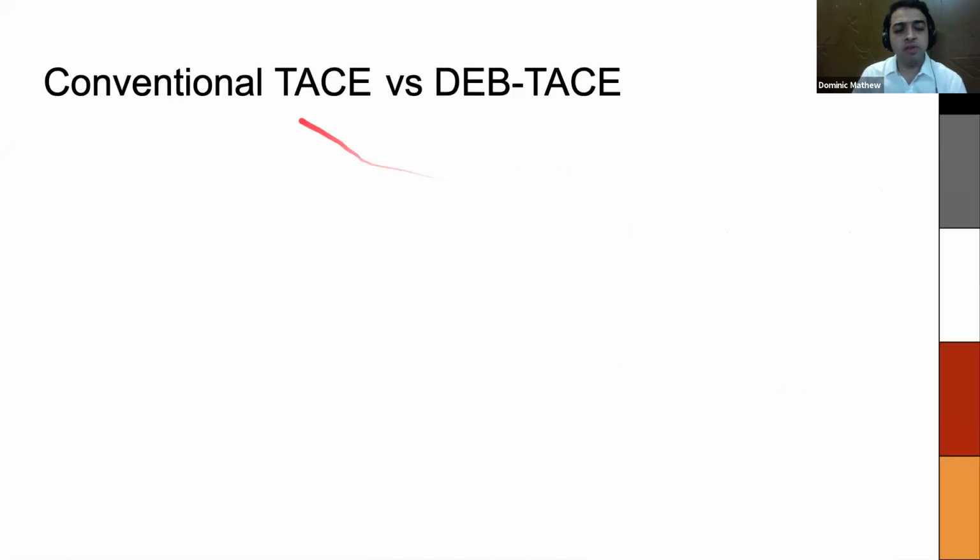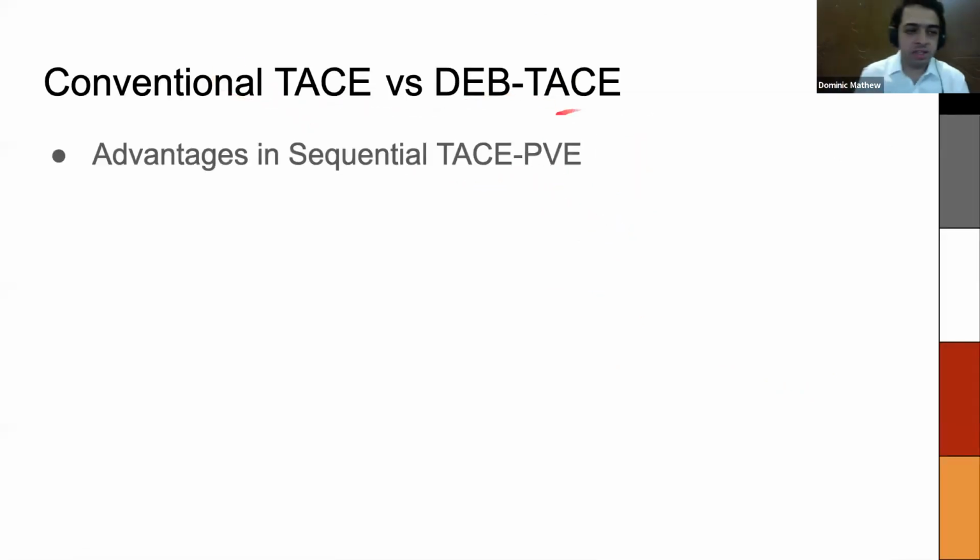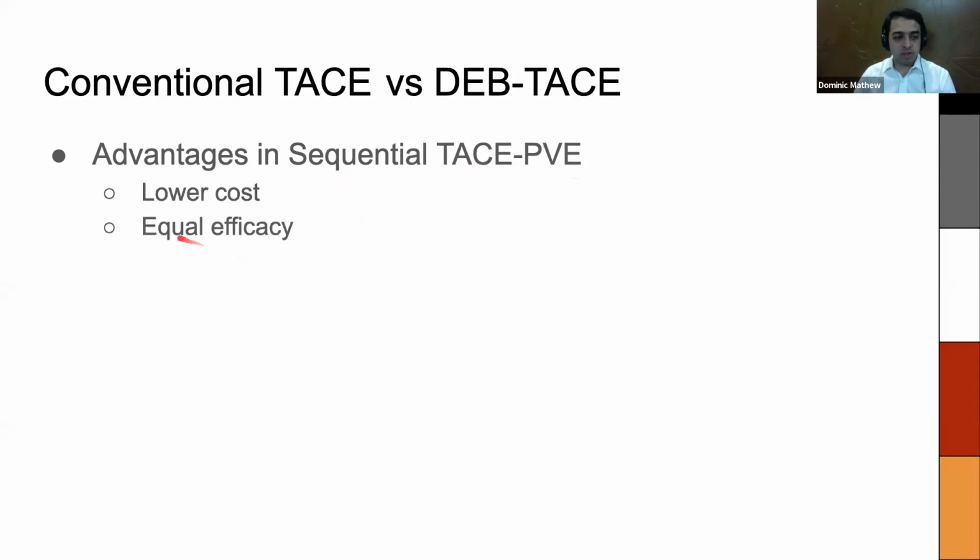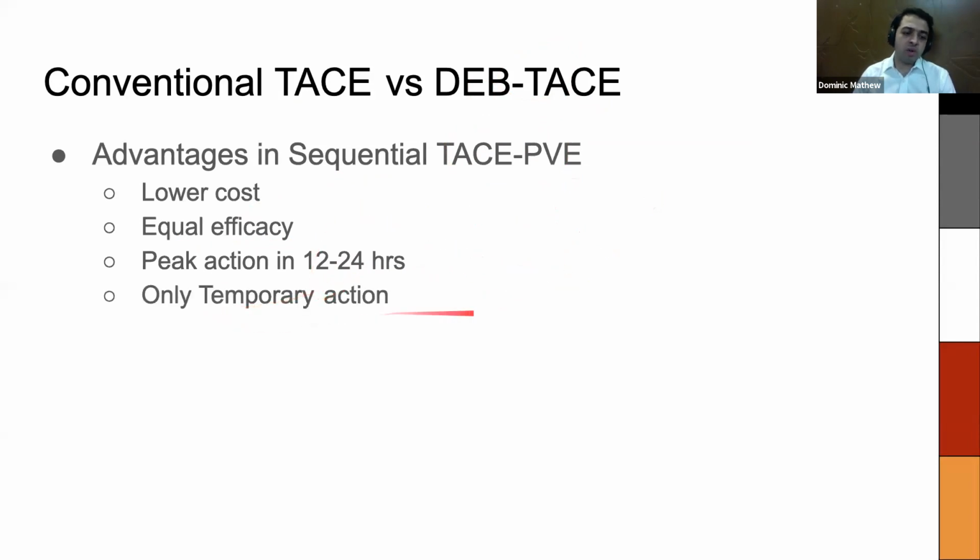So why did we use a conventional TACE instead of a DEB-TACE? This has certain advantages in a sequential TACE and PVE. One, it is a lower cost. The efficacy has been proven to be equal. It has a peak action in 12 to 24 hours instead of 12 days. And the main action of a DEB-TACE is to provide prolonged drug levels, even up to 6 weeks. And here we only needed a temporary action.